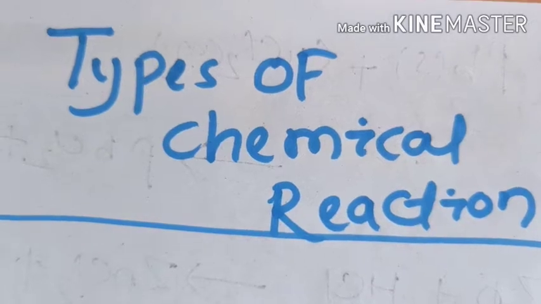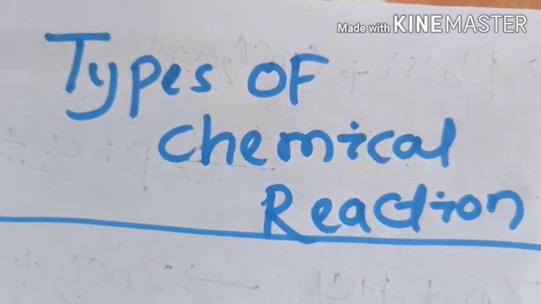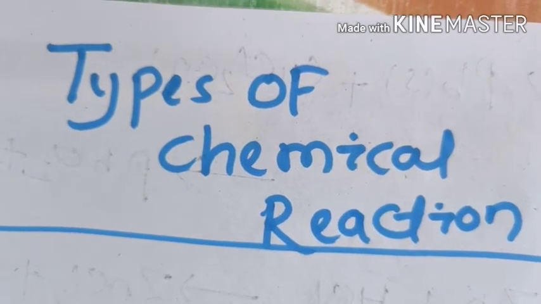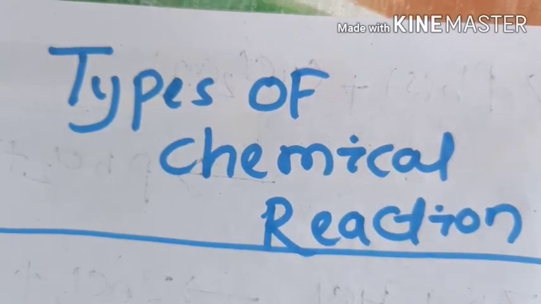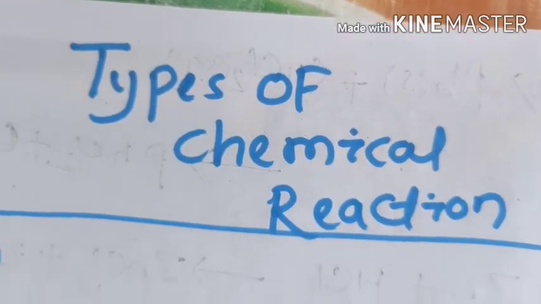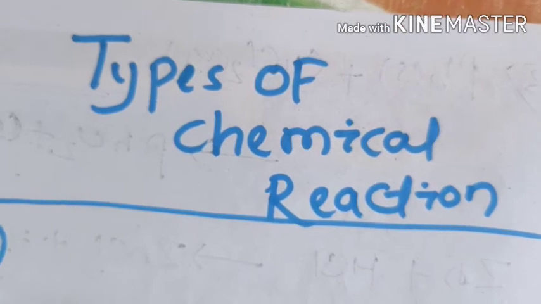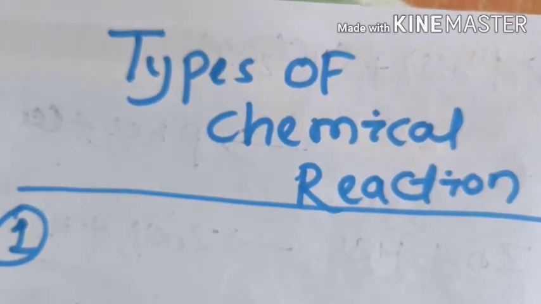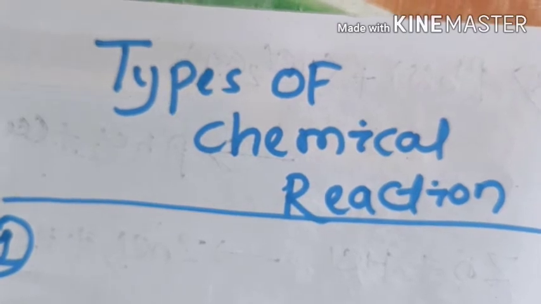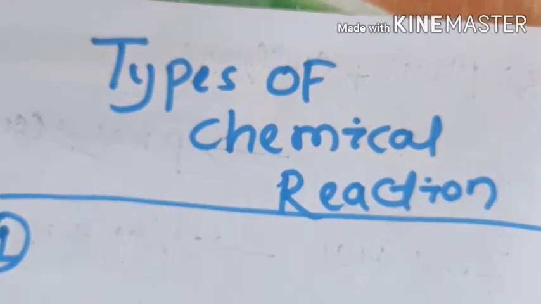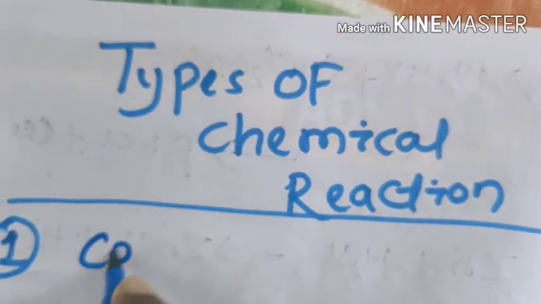Good morning students. Today I will teach you about different types of chemical reactions. There are mainly four types of chemical reactions. These reactions are: 1, combination reactions; 2, decomposition reactions; 3, displacement reactions; and 4, oxidation reactions. First I will teach you about combination reactions.